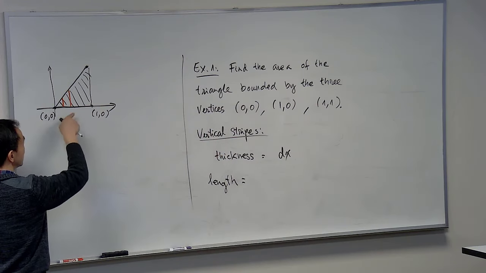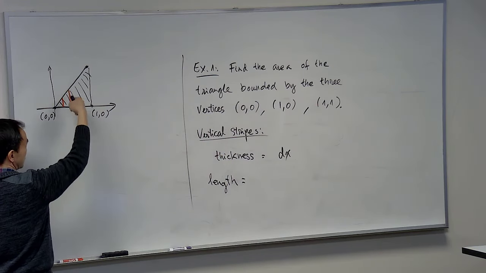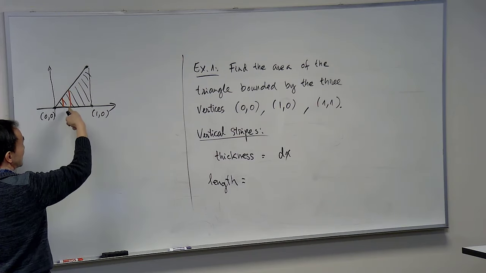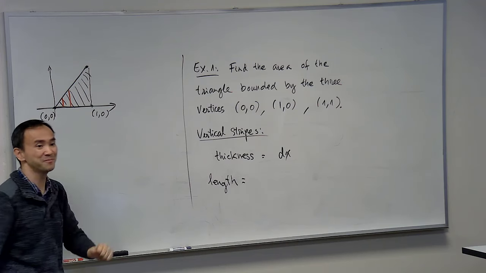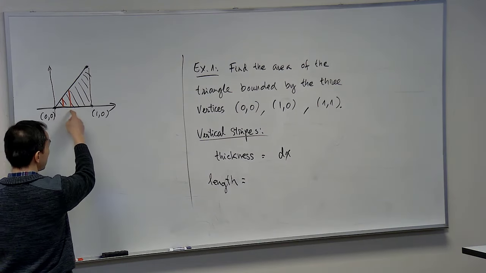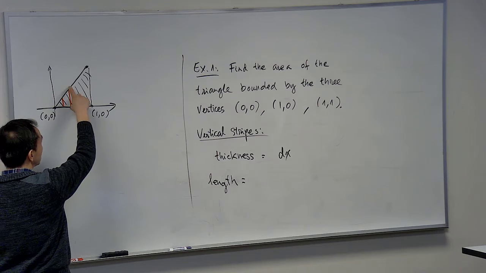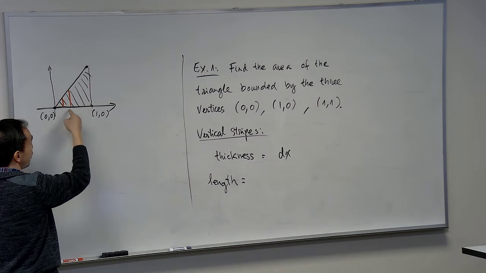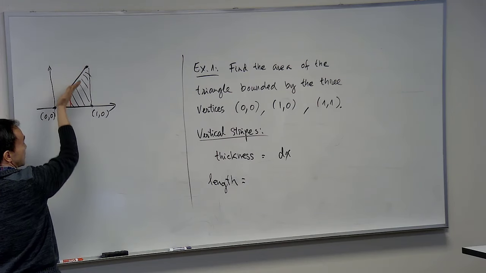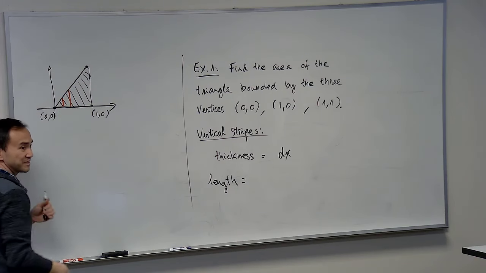Now once you see the stripes, it's becoming easy to identify who the upper curve is and who the lower curve is. See what I'm saying? It's anywhere that you put a stripe. I put two stripes here already, and each stripe has various different lengths, but generally speaking, they're all limited between the upper curve and the lower curve, right?